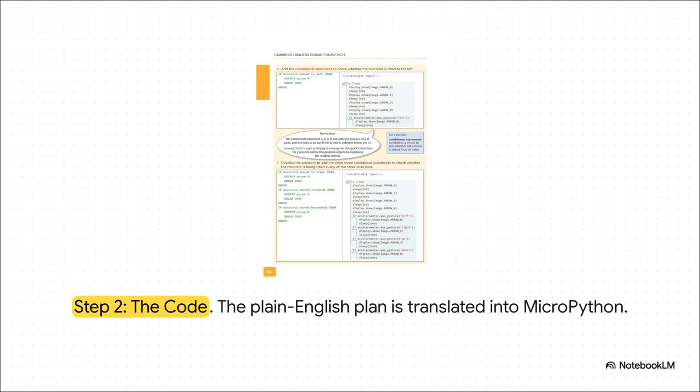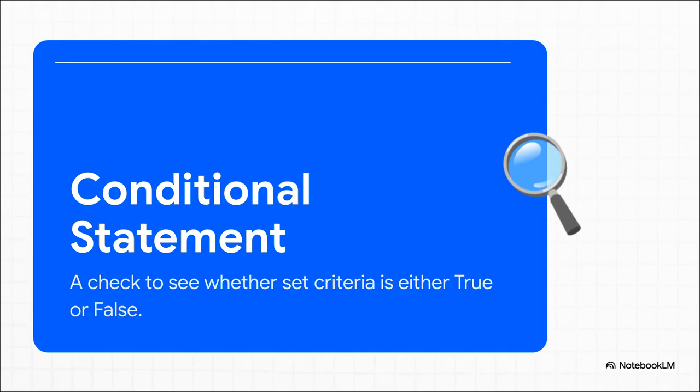And here's the magic trick. You can see how that simple English plan turns directly into actual code. See that line that starts with if? That's our plan. It's just written in a language called MicroPython, which is something the computer can actually understand. The logic is one-to-one.